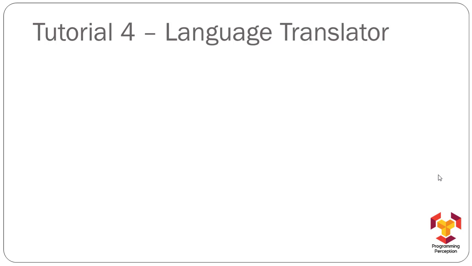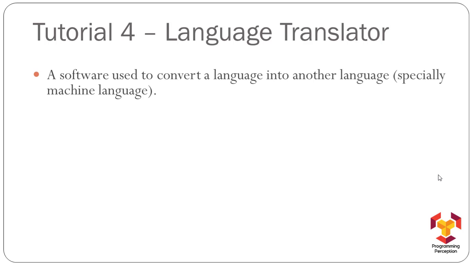This is the fourth tutorial, Language Translator. Actually, a language translator is software which is used to convert a language into another language, especially machine language. Now, what is the need of language translators? Language translators are required because of the invention of assembly language and high level language, because they need to be converted into machine language.